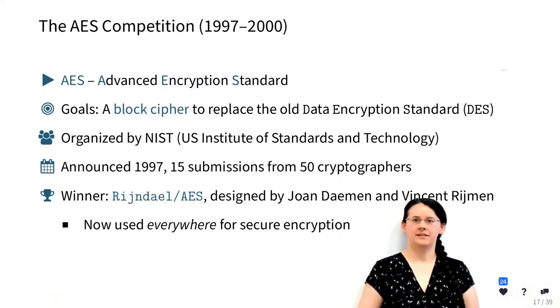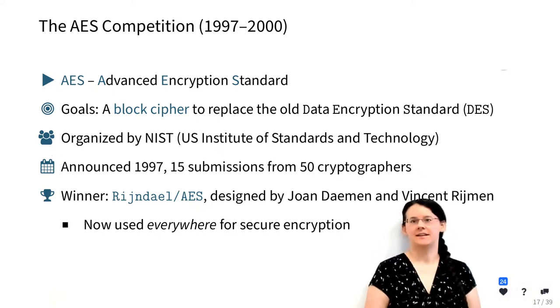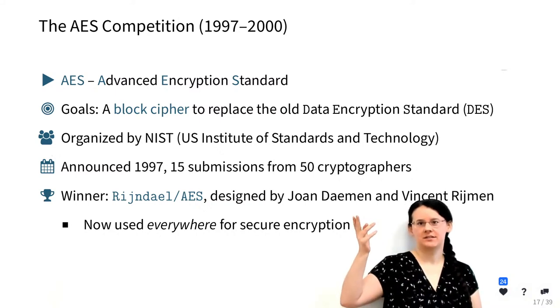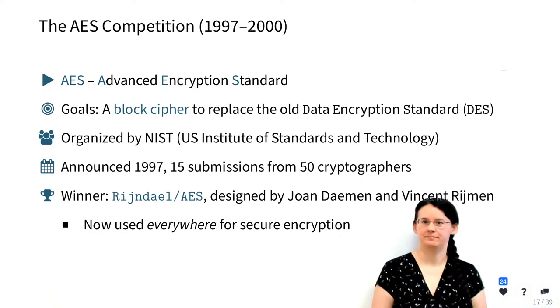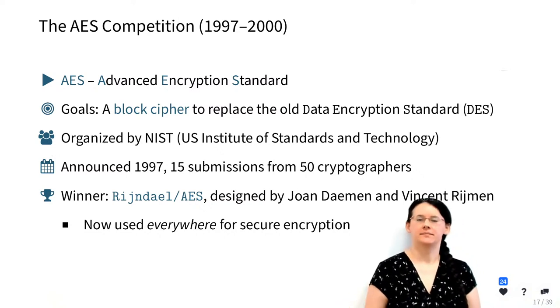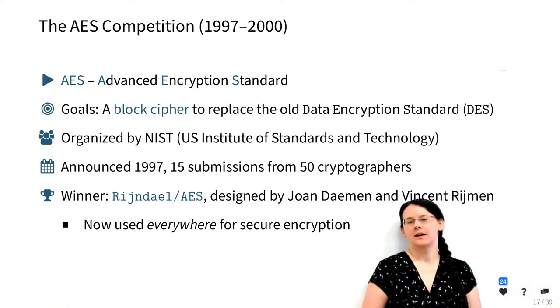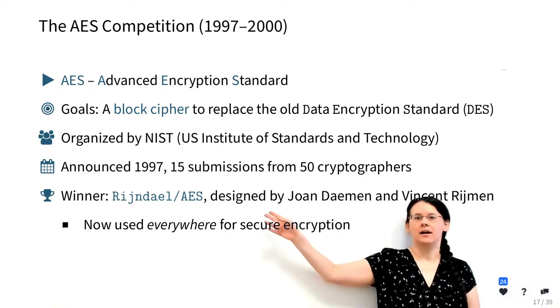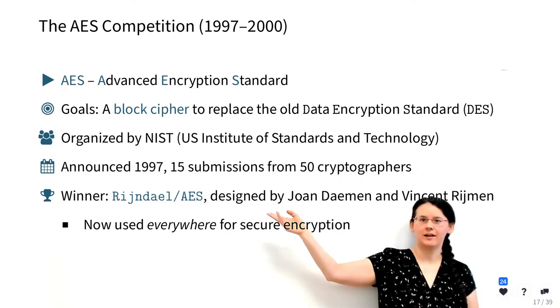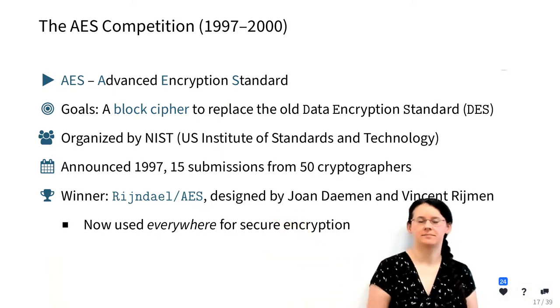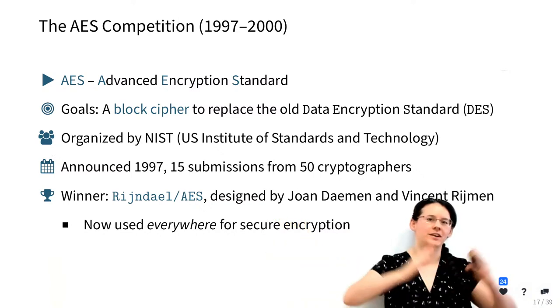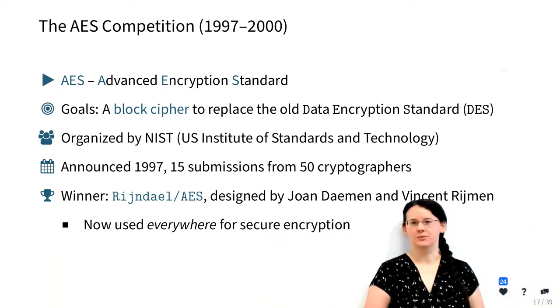But the design that was chosen in the end is a cipher that was called Rijndael, after its designers, Joan Daemen and Vincent Rijmen, who are a team of Belgian cryptographers. After this competition, the cipher Rijndael was renamed to AES. And this is, with a very large margin, the most widely used block cipher.